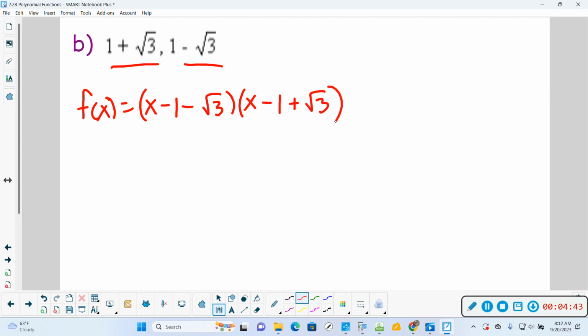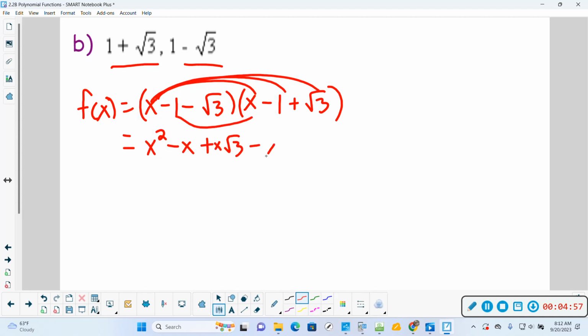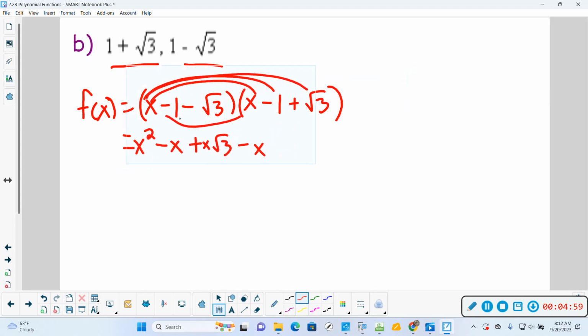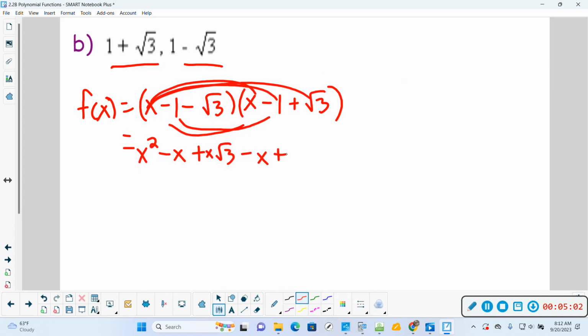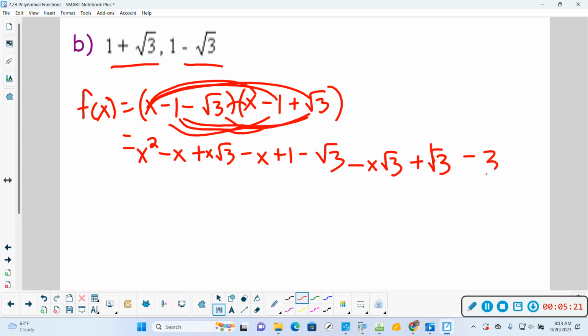A lot of distributing, but a lot of middle terms will cancel out. So I'm going to have x squared minus x plus x root 3 minus x plus 1. And then, of course, minus root 3. And now we're going to take the negative root 3 through. So minus root 3x plus root 3. And then, of course, minus square root of 3 times square root of 3, which is 3.